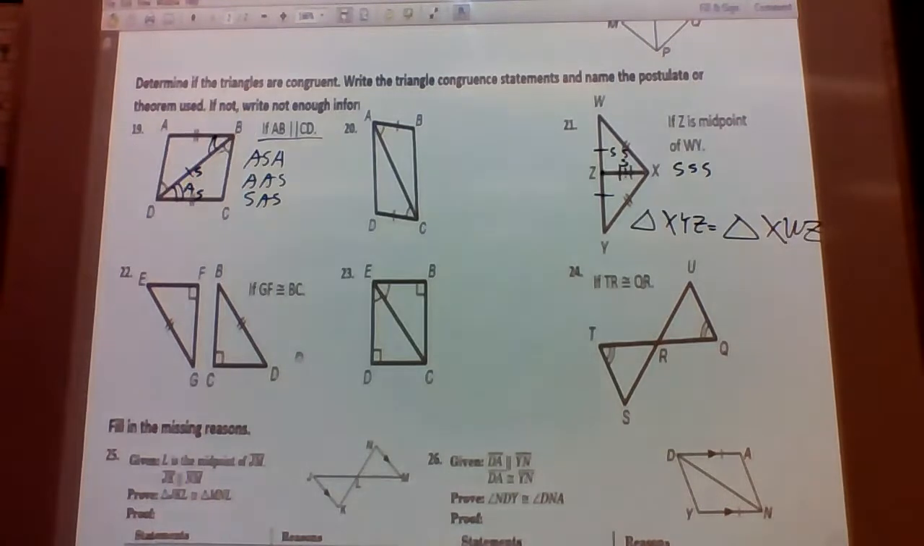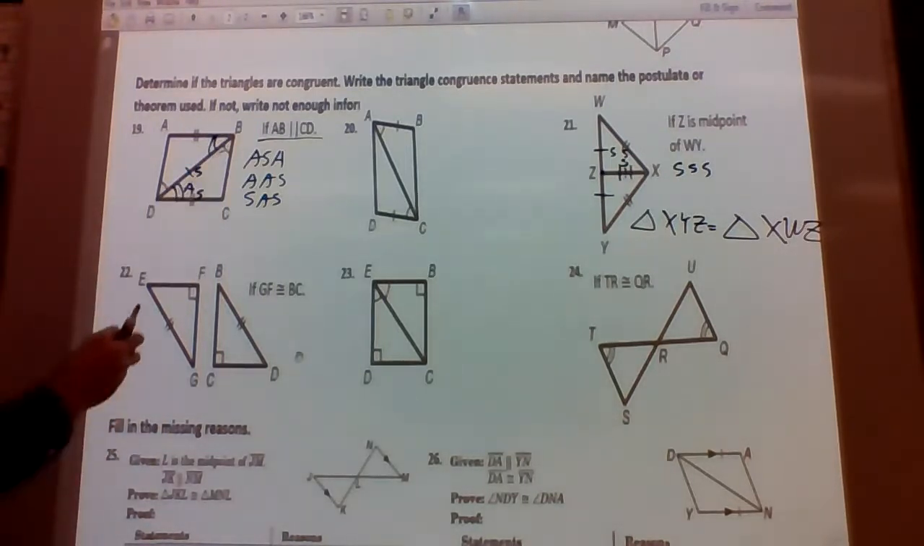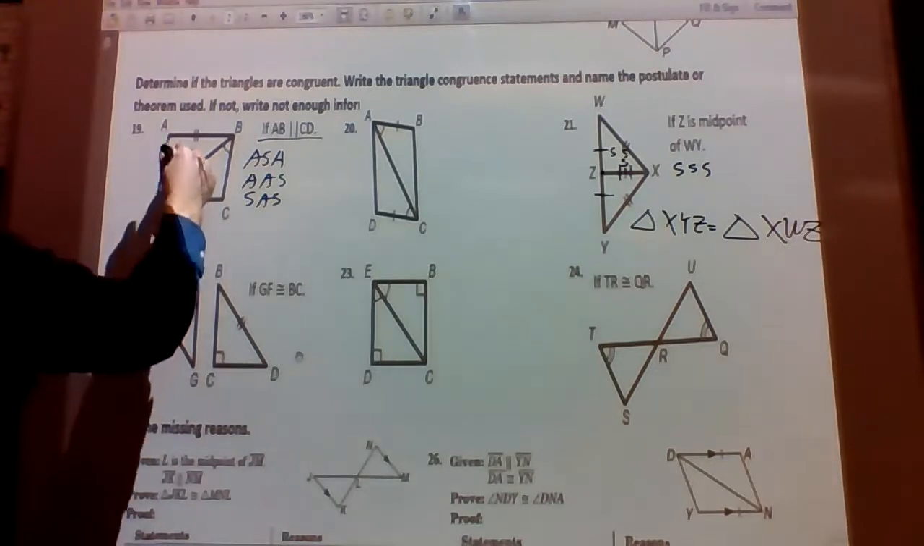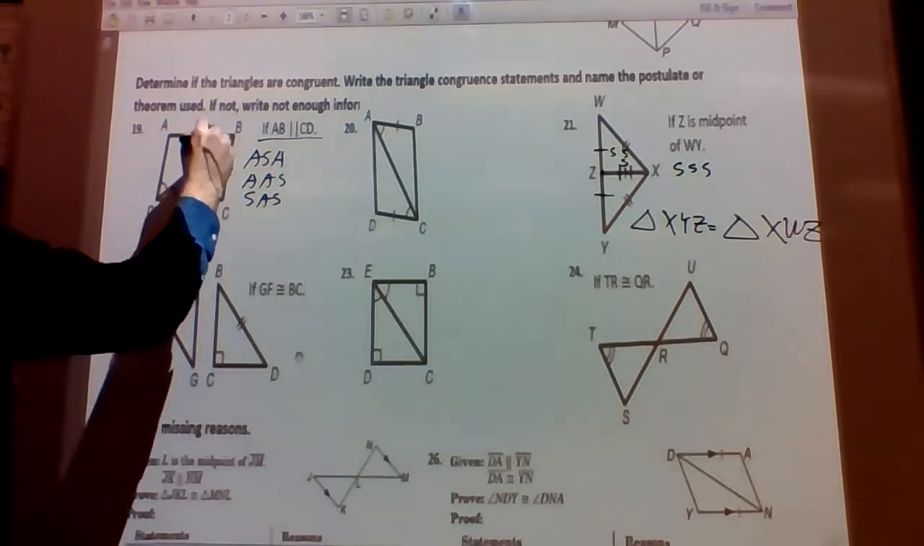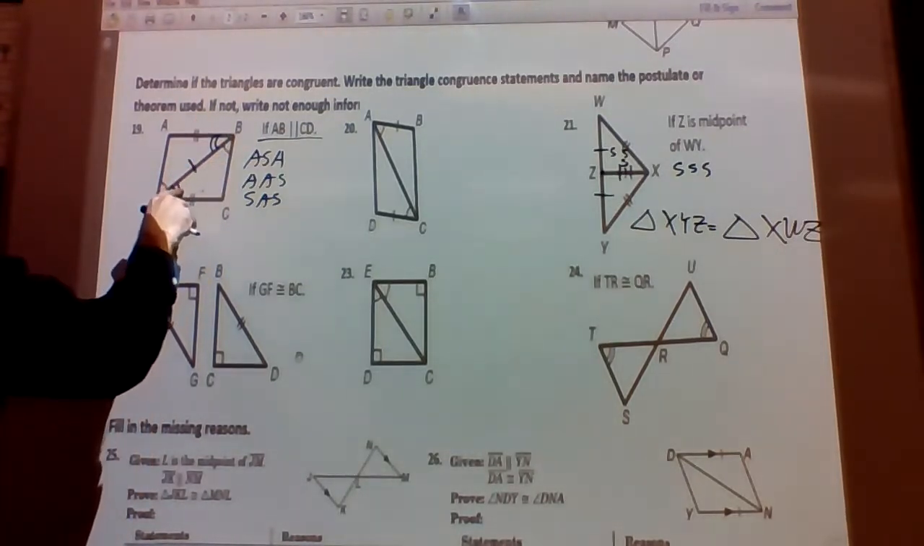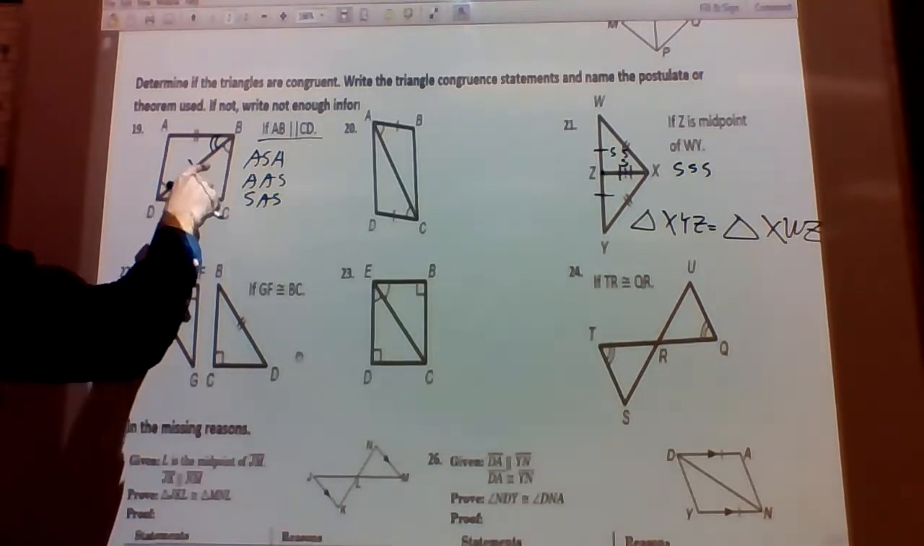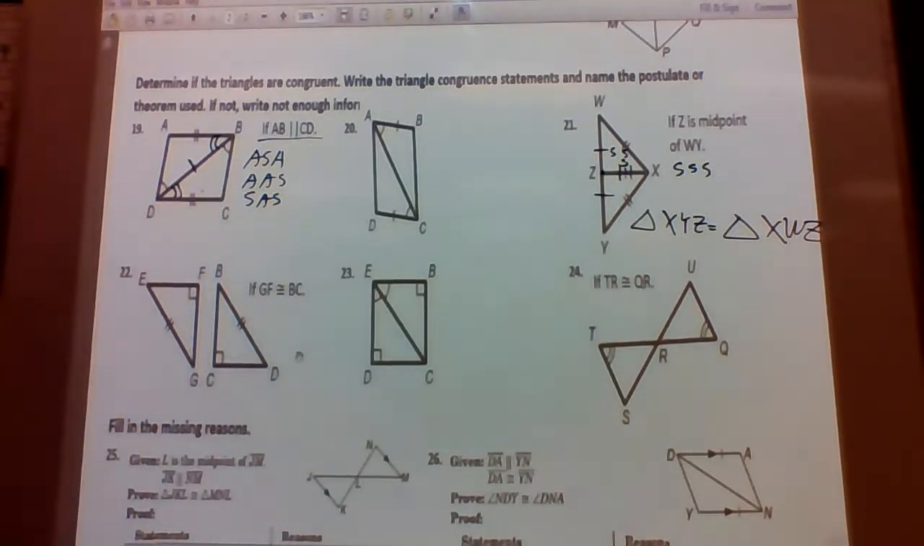So with that given piece of information, we now have 4 corresponding parts that are congruent. And since we have 4 corresponding parts that are congruent, we have a lot more choices available to us. Right, so reflexive property, then alternate interior angles. So we can do angle, angle, side, angle, side, angle, side.